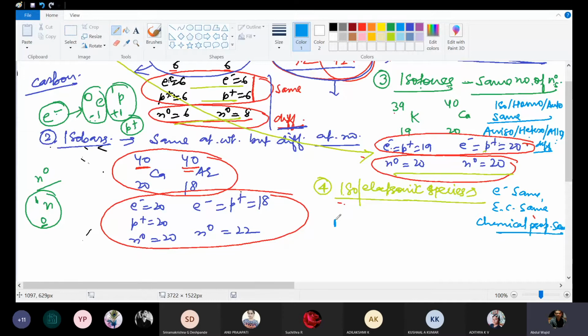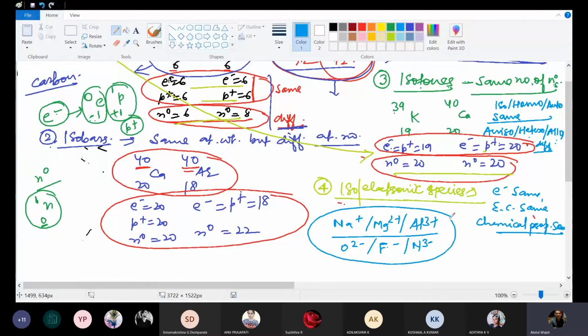Now see, Na+ has 10 electrons, Mg2+ has 10 electrons, Al3+ has 10 electrons, O2- has 10 electrons, F- has 10 electrons, and N3-. Sorry, I wrote this wrong, N3- I need to write on this side. So all these have 10 electrons. Since all these have 10 electrons, their electronic configuration will be 2,8, that is 2s2, 2p6.